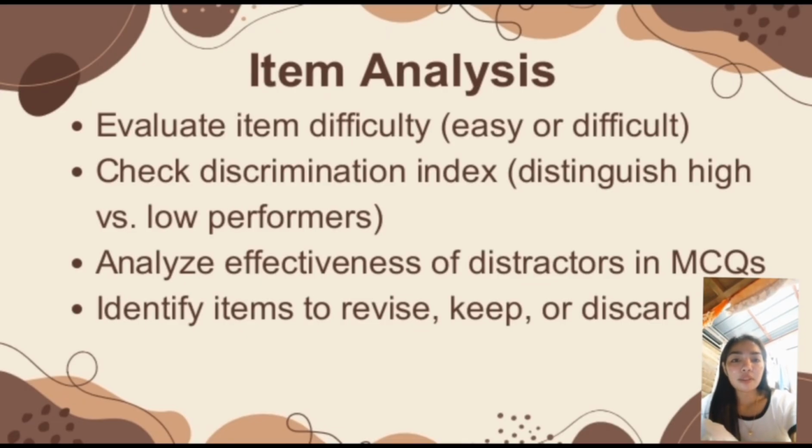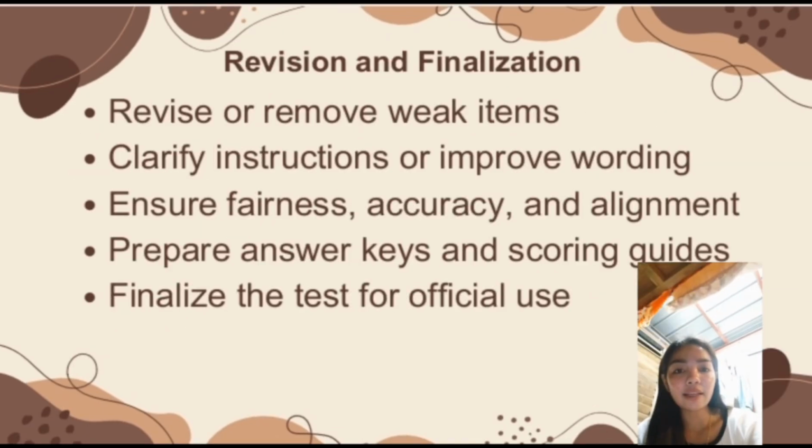So, examples. If 90% of students got the item correct, it is too easy so it doesn't show who really learned the lesson. If only top students got it correct, it has good discrimination, so it can separate high achievers from others. If a wrong answer was never chosen, replace it so all options are believable and make the question effective. So, last is revision and finalization.